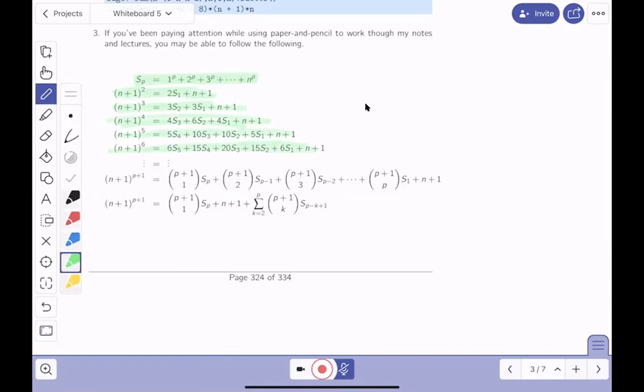Now, what I want to claim over here is that I'm hoping you have a recollection that these have something to do with binomial coefficients. But let me write that down for you. Pascal's triangle. I think we've done this before, right? 1; 1, 1; 1, 2, 1; 1, 3, 3, 1; 1, 4, 6, 4, 1.